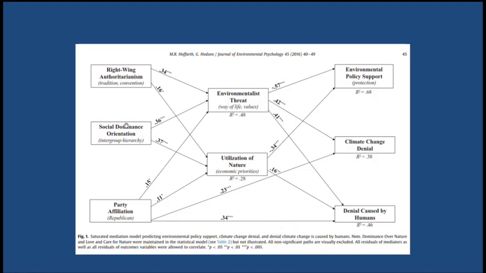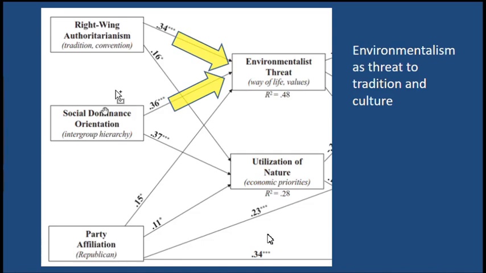Okay. So on the left side, you've got right-wing authoritarianism and social dominance orientation. Both of them contribute to seeing the environmentalists as a threat. So, in other words, this is a scale that assesses things like the extent to which individuals see environmentalism as a threat to tradition and culture and their way of life. And the other thing they have in here is utilization of nature, economic priorities. So, in other words, they're trying to tease out the effect of people that just want to suck what they can out of nature, and that's why they're opposing things.